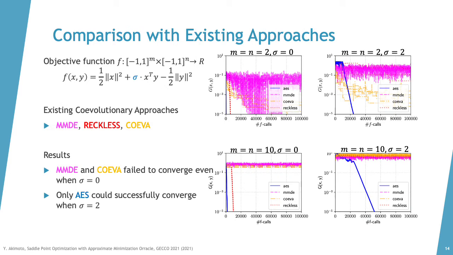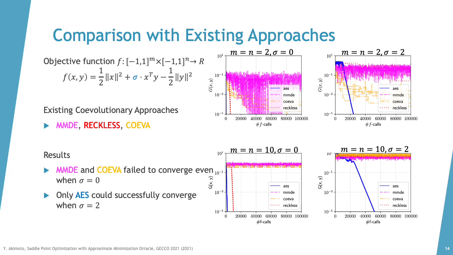Finally, we compare the proposed framework with 3 existing approaches. Again, we use a convex-concave quadratic problem with different dimensions and different sigma. The left figure shows the result on sigma equals 0. The right figure shows the result on sigma equals 2. At the top is dimension 2. Below is the result on dimension 10. Here, sigma equals 0 means that the optimal x and optimal y are determined independently of y and x respectively.